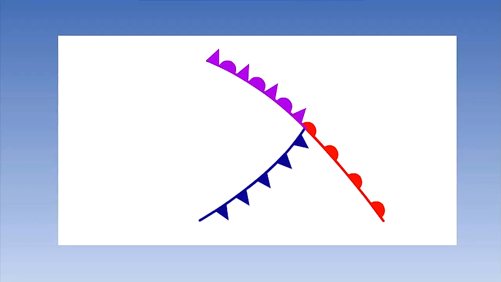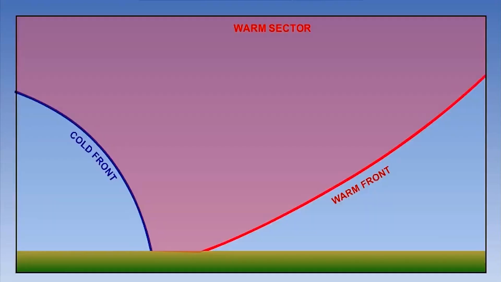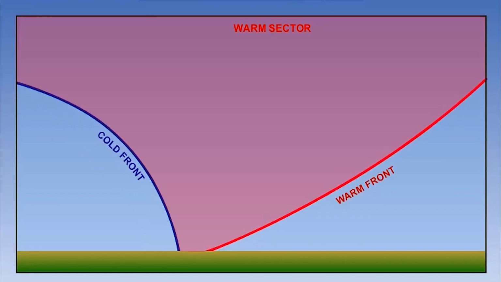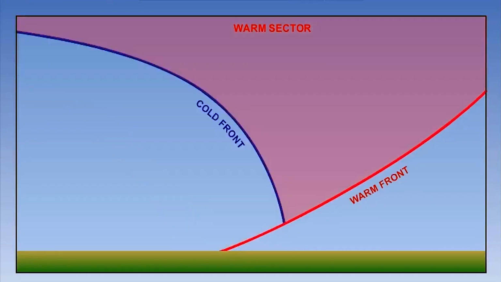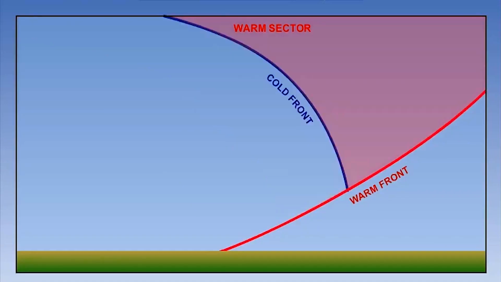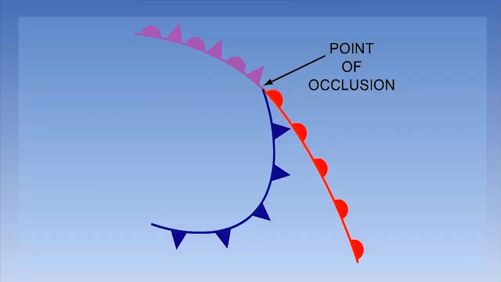Let's take a sideways look. Here we see the situation before the occluding process starts. We have the warm front, the cold front, and the warm sector in between. As the cold front catches up with the warm front, the warm sector gets smaller until eventually all it is a narrow wedge with its tip off the surface. As the cold front continues to push on, the wedge of warm air is lifted away from the ground completely. It is at this point that the occluded front forms.